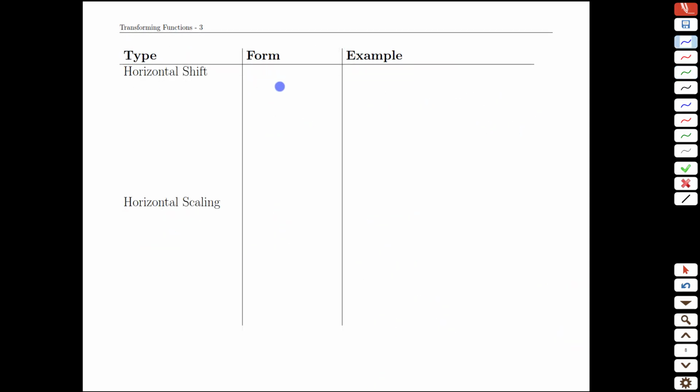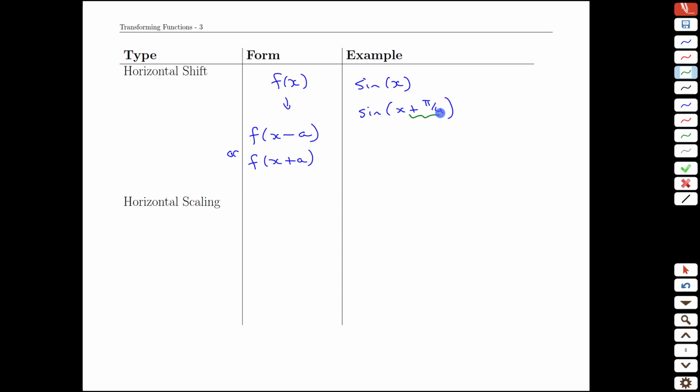We also have the horizontal shifts, and here the transformation is something that happens inside the function value. So here we could have f of x minus some number or f of x plus some number, and the transformation happens first here. This I find easier to remember by example. If we had sine of x and sine of x plus pi over 4, remember that if we have a plus value here, it is going to be a left shift.